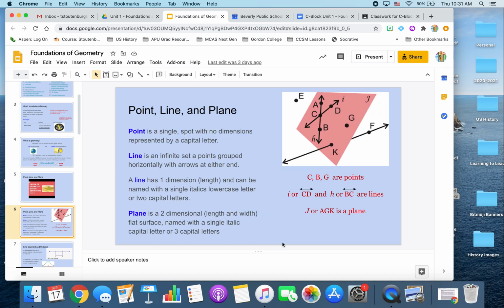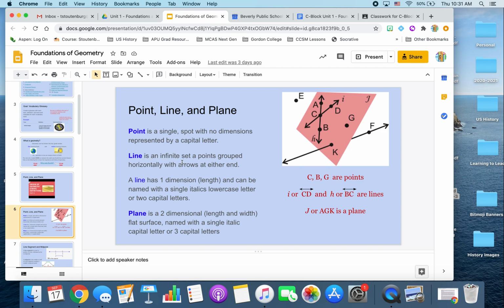So here, point, line, and plane, okay? From the video on slide 5, they tell us that a point is just a single spot with no dimensions. And we represent or name or label these points with capital letters, okay? When we say no dimension, we mean no height, no width, no depth. So with a point, there's nothing to measure because it's a single spot in space.